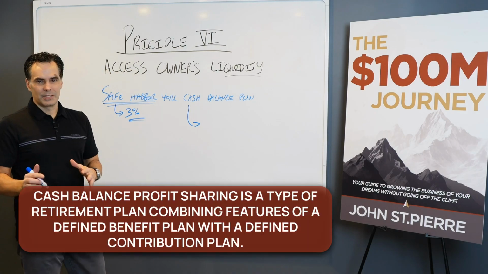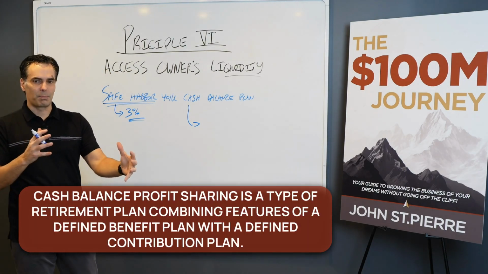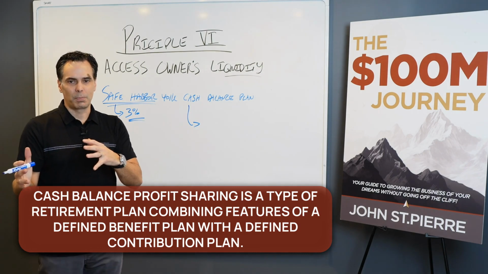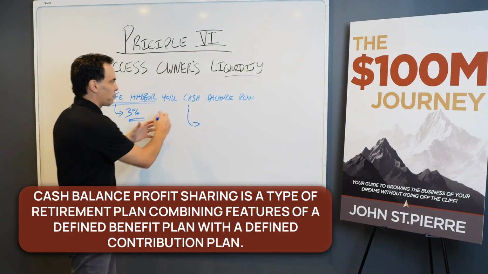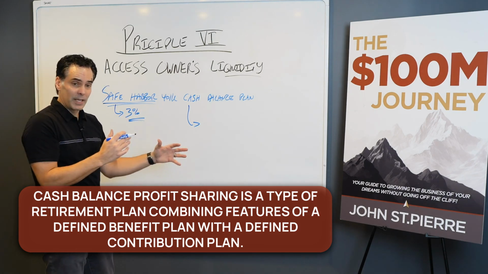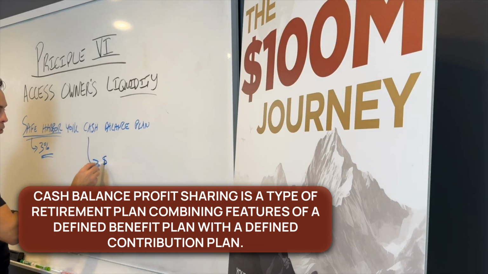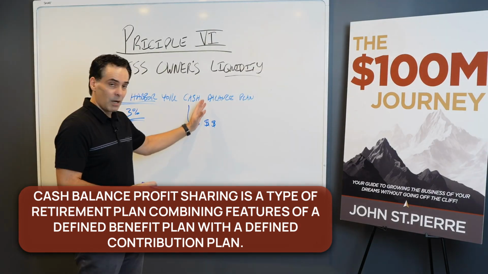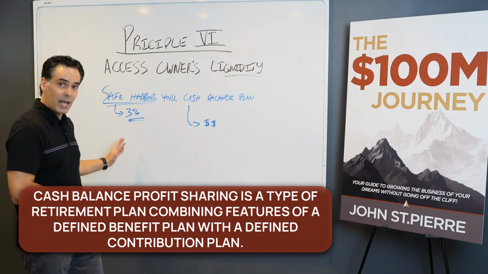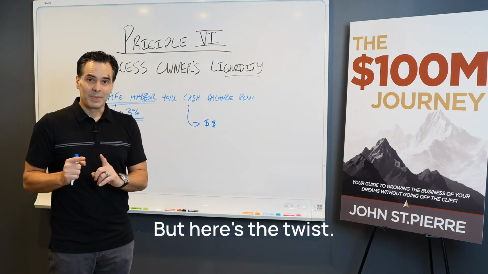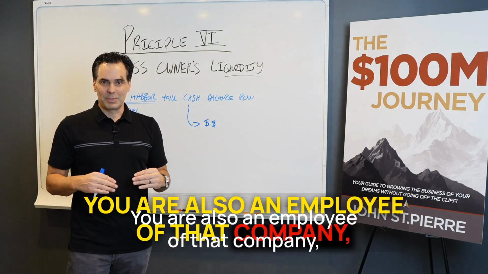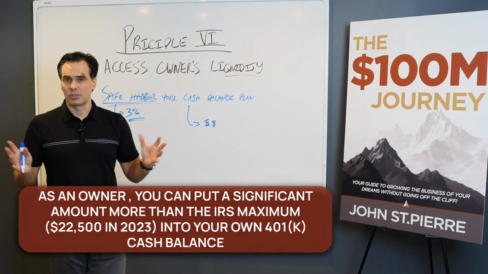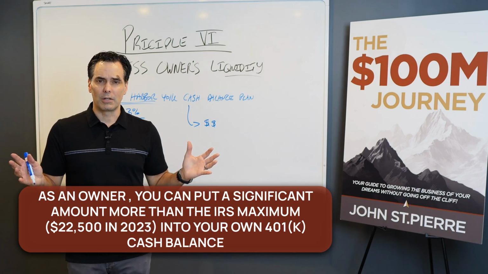What that really means is it combines the defined benefit plan with a defined contribution plan. And what that means is by doing some profit sharing over here, if your company has some profits, you can actually put more money into your employees' 401k plan. And it becomes a profit sharing part of this plan. But here's the twist. You are also an employee of that company. As an owner, I think the limit here in 2023 is around $23,000 or so that you can put in your 401k.